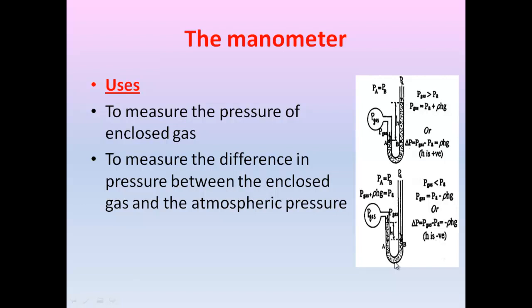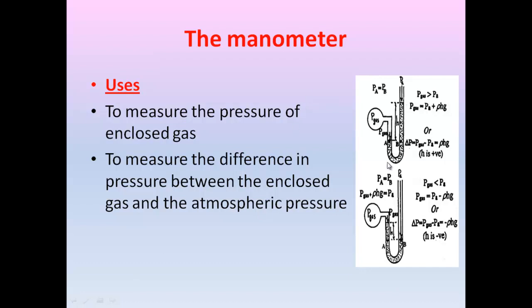The manometer, which is an application on atmospheric pressure, looks like a U-shaped tube. It is used to measure the pressure of enclosed gas, or to find the pressure difference between enclosed gas inside a container and atmospheric pressure.